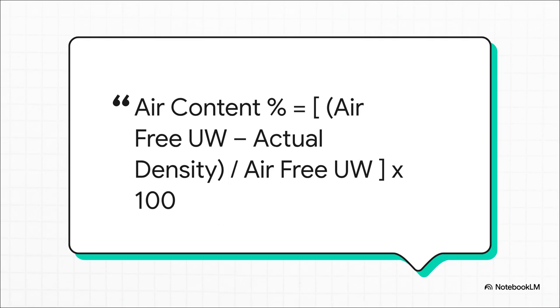And hey, here's a cool trick. Let's say your air meter breaks on site. It happens. You can still calculate the air content using the density. The formula is the theoretical air-free unit weight minus your measured density, divided by that same air-free unit weight, all times 100. The easy way I remember it is big number minus little number divided by big number times 100. It's a great backup to know.